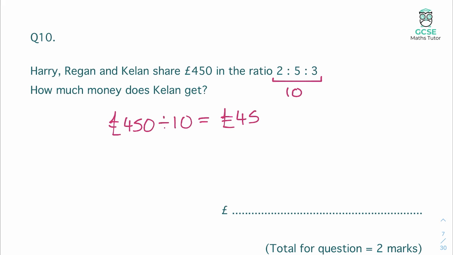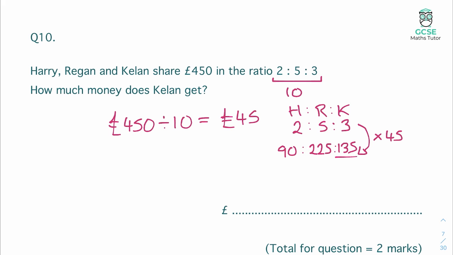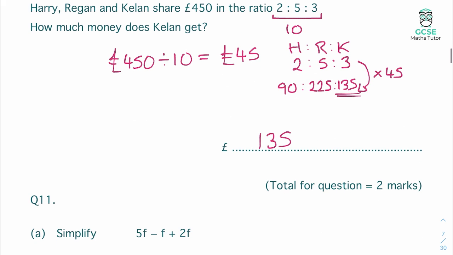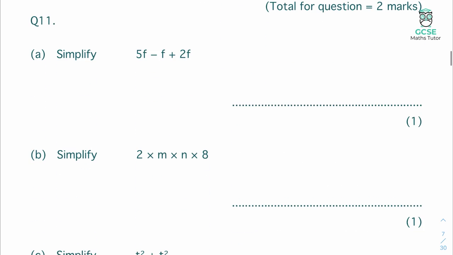Now with my ratio, 2:5:3, I just want to make sure I know which name is for which person, so I'll put H, R and K, and it wants us to work out the K, so we'd multiply that by 45. You could multiply them all by 45 if you want. 2 times 45 would be 90, 5 times 45 would be 225, and 3 times 45 is 135, and that's the number we're looking for, so £135. And there we go, they're sharing in a ratio.